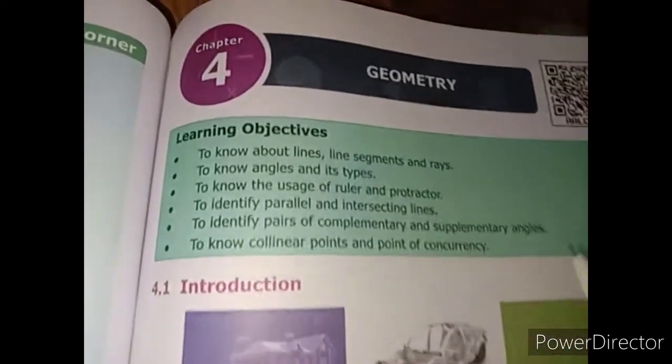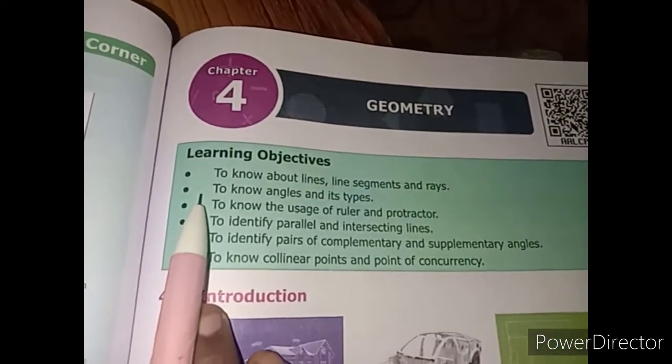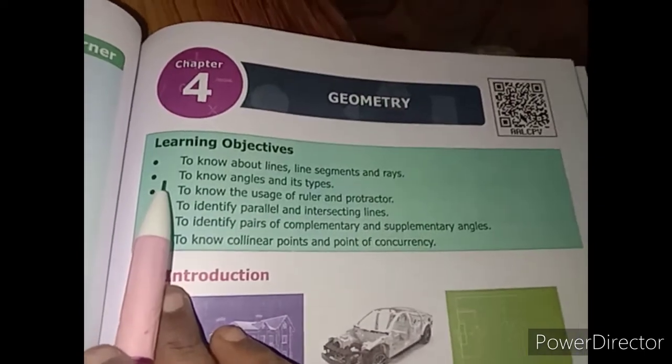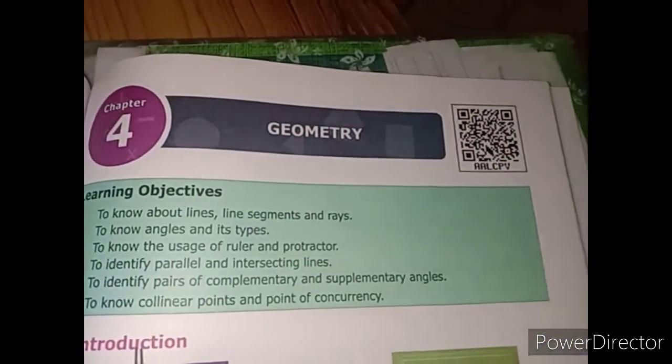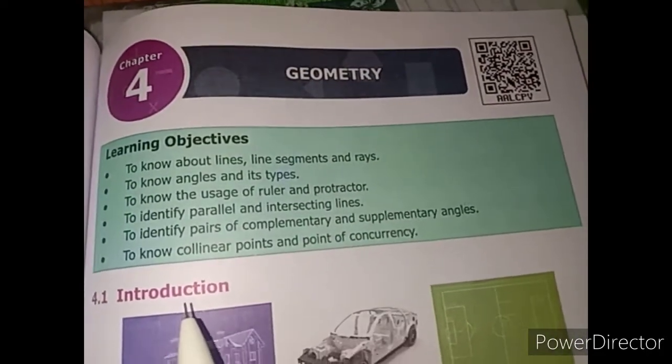As I told you, we have completed chapter 3, ratio and proportion. Now we are stepping into chapter 4, that is geometry. So here we are going to see both practical geometry and theoretical geometry.